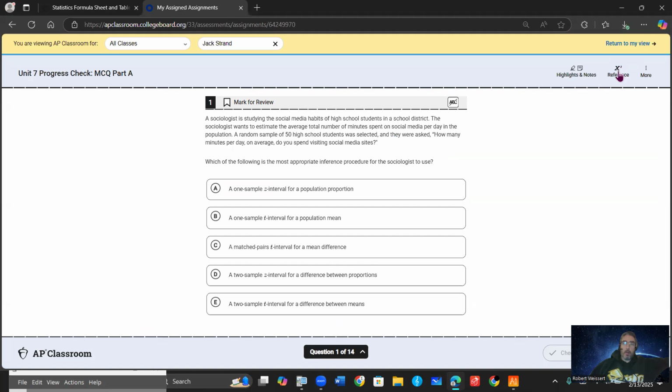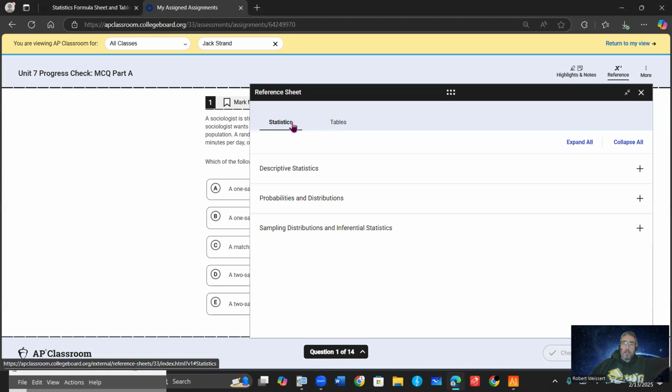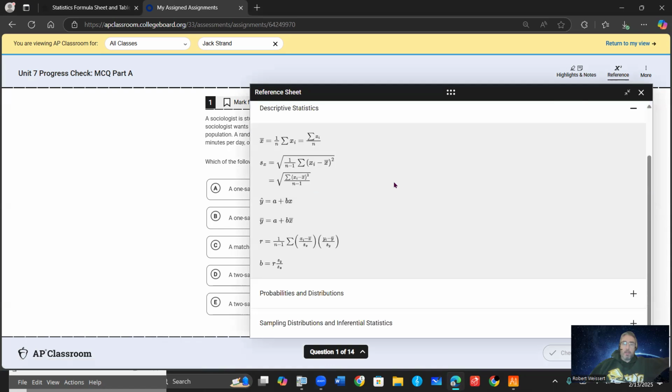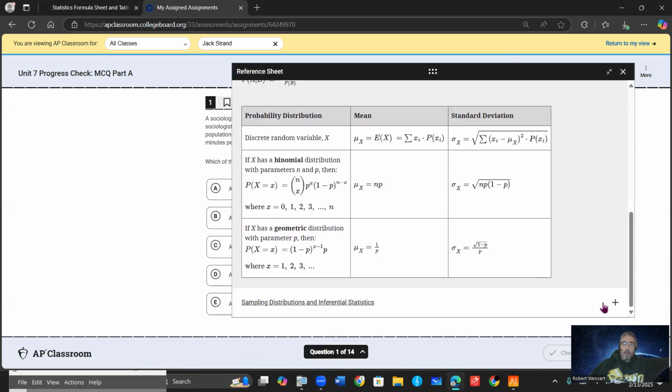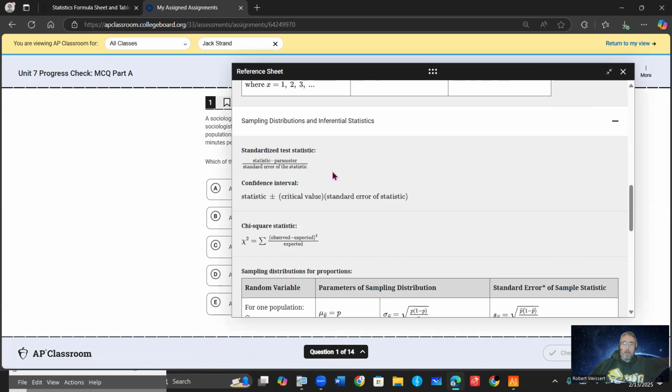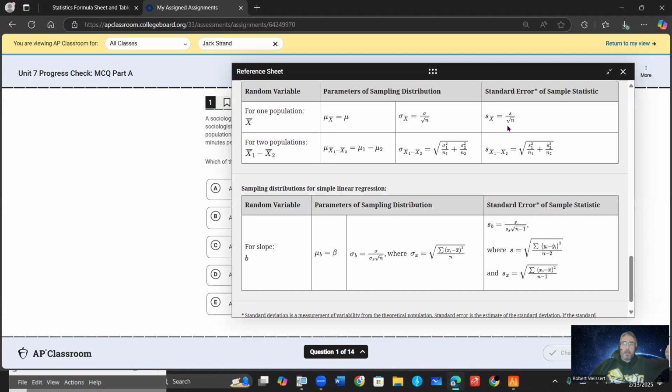If you click on a multiple choice question when you take your exam on reference, it's got statistics and it's got tables. So on descriptive statistics, it'll have the front page. And if you go down to the next open tab, you click that drop down, you get the probabilities. And then down below, you'll have the back page. So the bottom part of the front page has the test statistics and the confidence interval, general formulas. And then if you go to the back side, this is where your standard errors are, your means and standard deviations. So you can see that S divided by the square root of n right there.